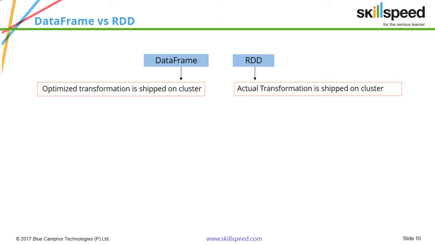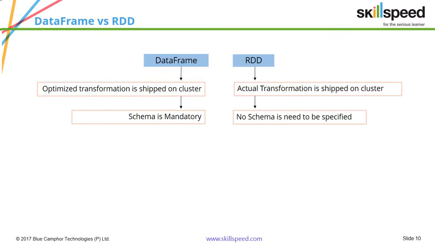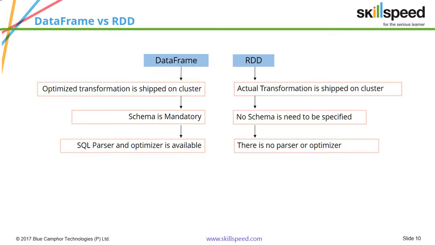And in the data frame, the schema is mandatory since we have a table-like structure. Either you can ask Spark SQL to infer the schema automatically, or you can manually specify the schema. But for RDD, there is nothing like a schema. And data frame has a SQL parser and optimizer. RDDs don't have any parsers or optimizers.